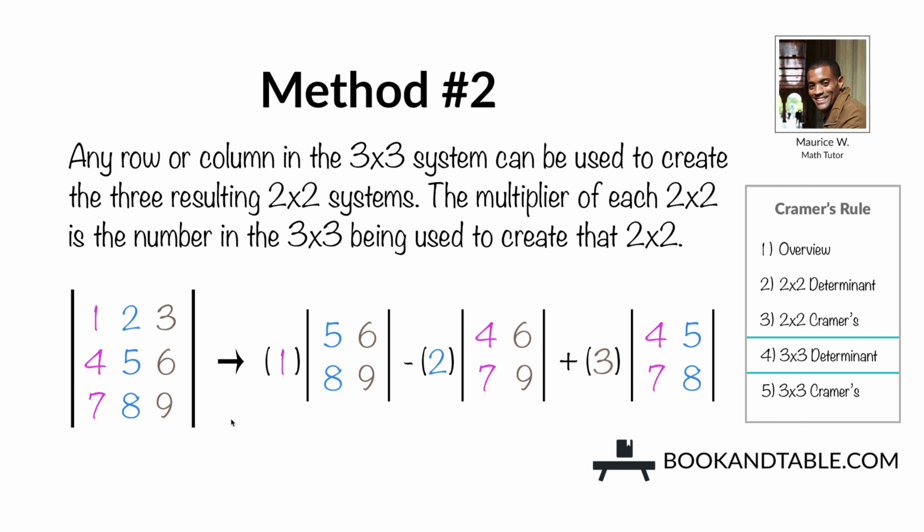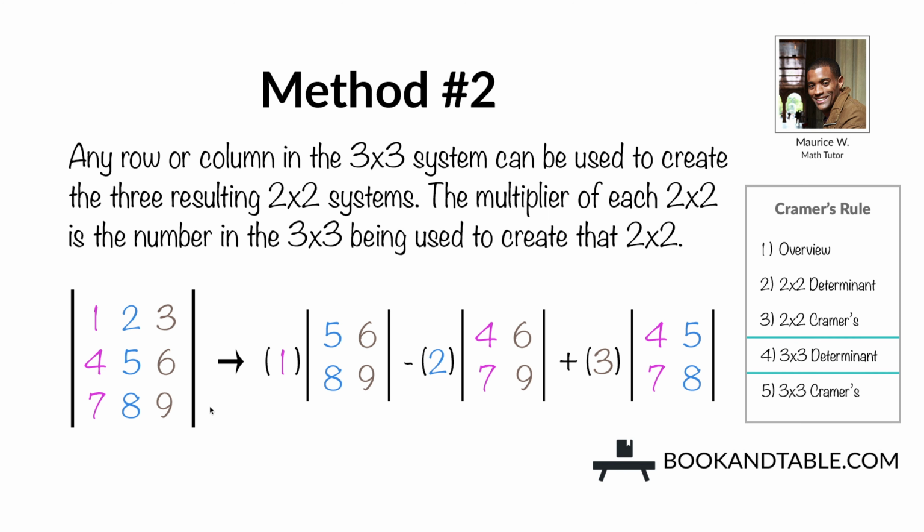Any row or column in the 3x3 can be used to create the resulting 2x2 systems. The multiplier of each 2x2 is the number in the 3x3 being used to create that 2x2. Now, something to keep in mind, the 2x2s that you get will vary based on the row or column that you choose to eliminate from the 3x3. So the 2x2s may be different, but the final determinants that you get will be the same, regardless of which row or column that you choose to eliminate from the 3x3.